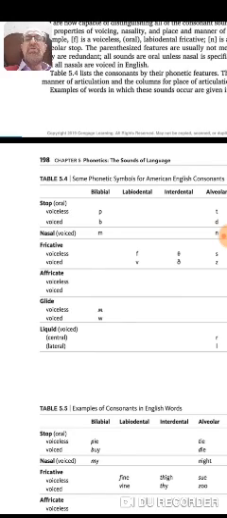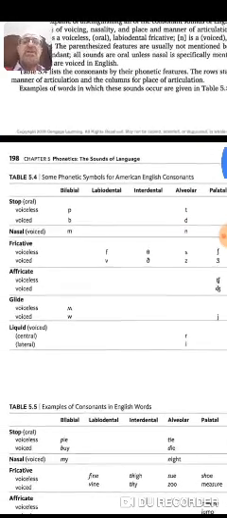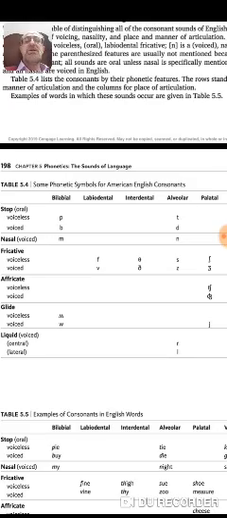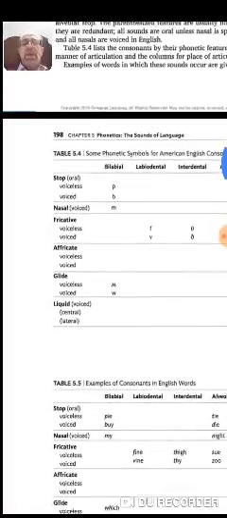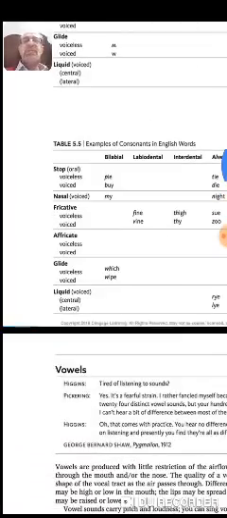Okay? So, if you want to know how many consonants we have in English, you have to go to table 5.4, some phonetic symbols for American English consonants. Okay? Below it, there is table 5.5. Table 5.5 is a piece of cake. It is an easy piece of cake. What does it mean? It means that it is easy. In English, when they say it is a piece of cake, it means that it is so easy.